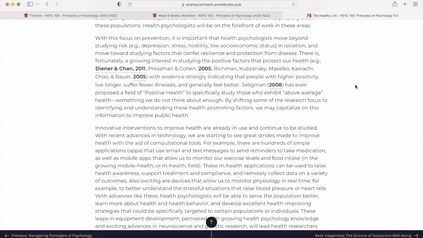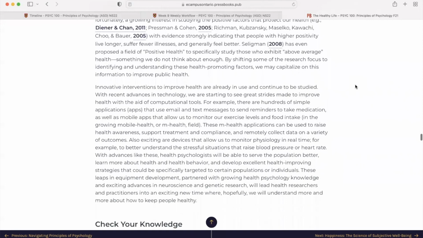In 2008, Seligman even proposed a field of positive health to specifically study those who exhibit above average health, something we do not think about enough. By shifting some of the research focus to identifying and understanding these health promoting factors, we may capitalize on this information to improve public health.